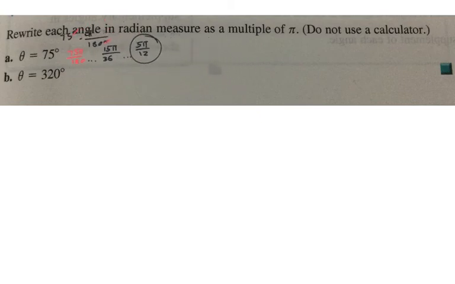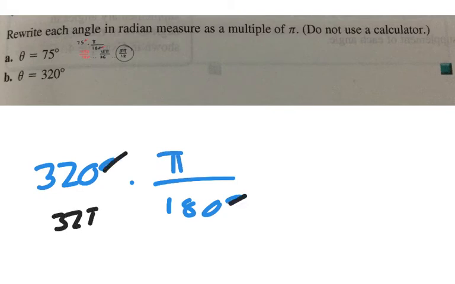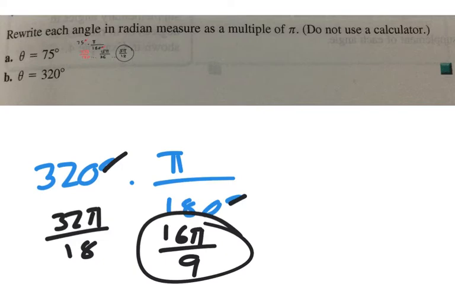And then for B part, same thing, pause the video and try it. If I've got 320, I need to put degrees in the denominator to make those degrees cancel. So that's going to be 32 pi over 18, which would be 16 pi over 9, and that does not simplify. So 16 pi over 9 should be your answer for B part.